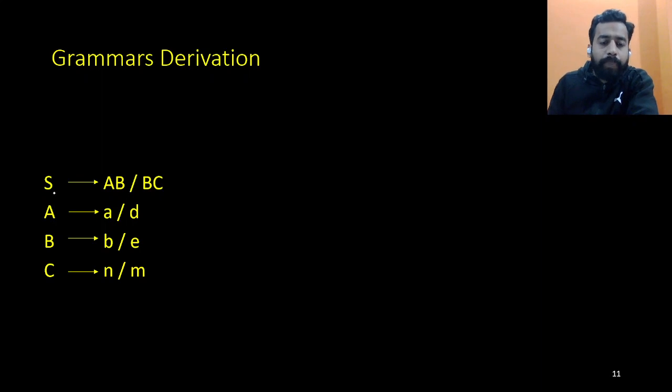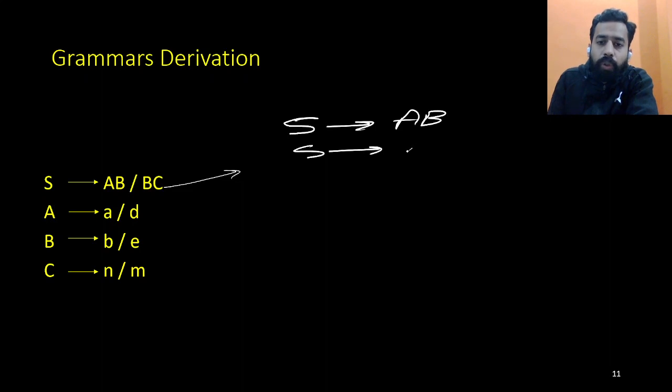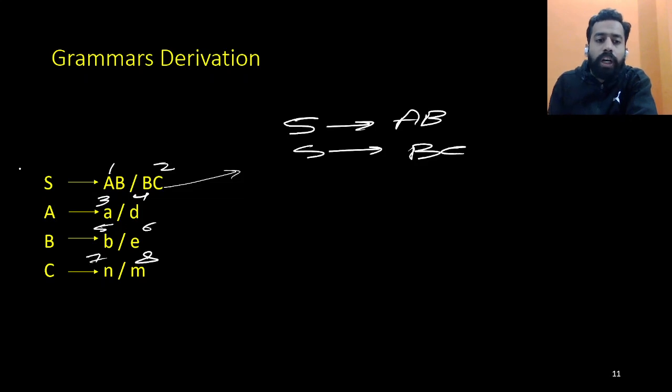What is it doing? Capital S is deriving AB as well as BC. So these are two productions. We can write them as capital S is giving AB, as well as capital S can also give us BC. So how many productions are there? This is one production, this is the second, third, fourth, fifth, sixth, seventh, eighth. So a non-terminal or a variable can give any number of productions. Okay, it is according to our requirements.